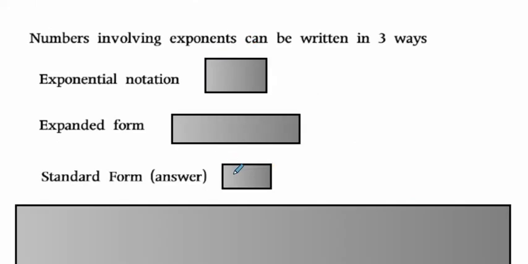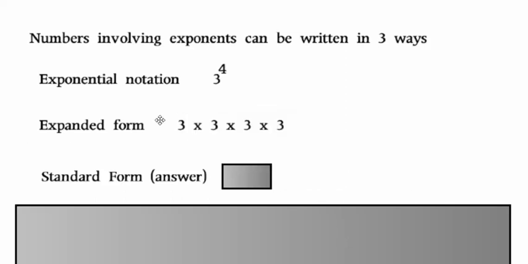So let's look at the different ways here. When we work with exponents, we can write them 3 different ways. We can write them in exponential notation. Exponential notation simply means that I'm going to have an exponent. So I would say this 3 to the fourth power. Expanded form is like stretching it out. What does it mean? 3 to the fourth power actually means 3 times 3 times 3 times 3. And then the standard form is what is the answer?